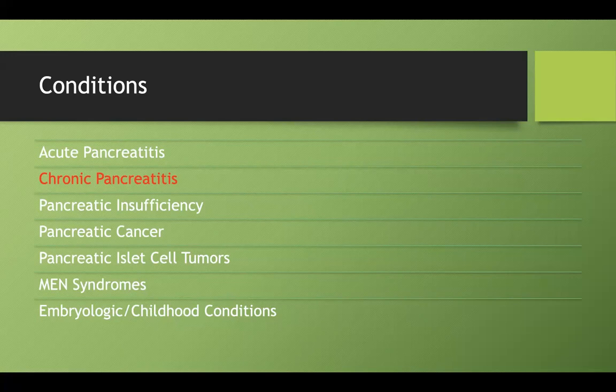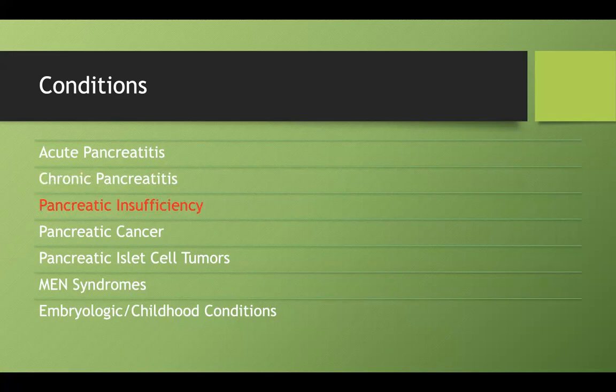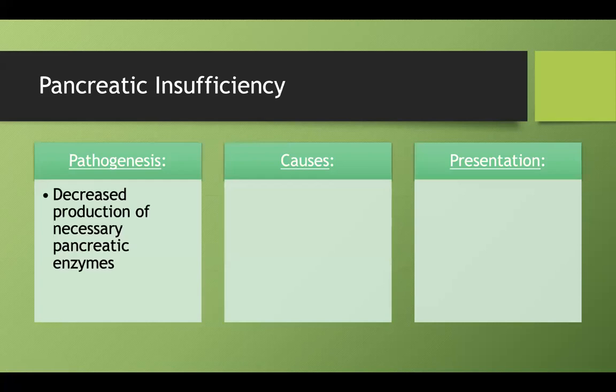Okay, moving on, we'll talk about pancreatic insufficiency. So pancreatic insufficiency is caused by decreased production of necessary pancreatic enzymes.